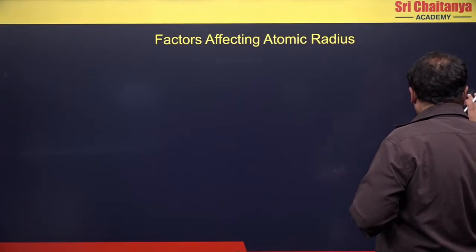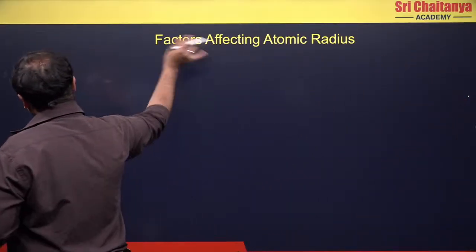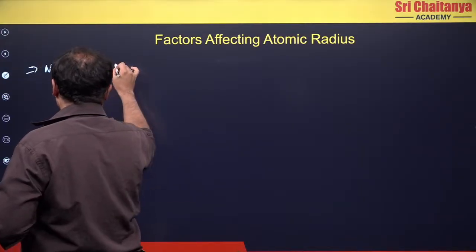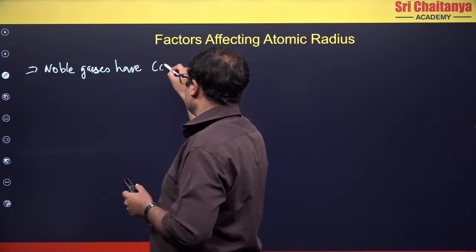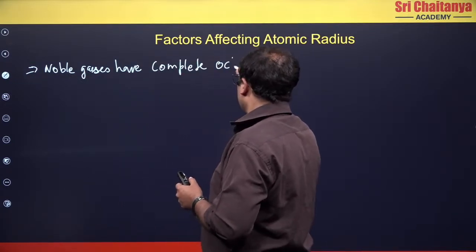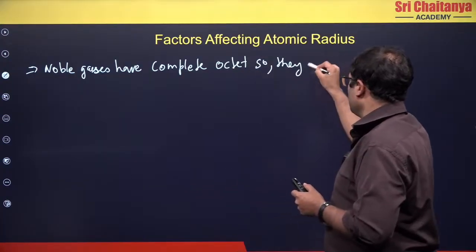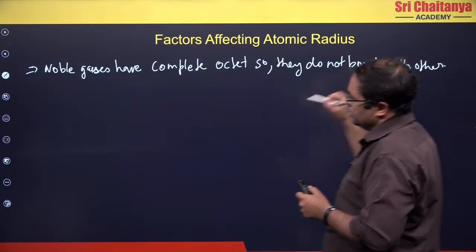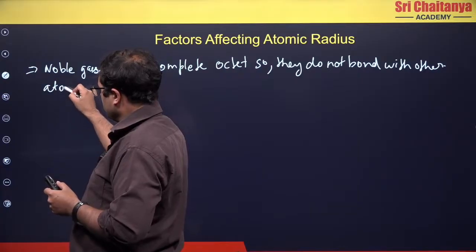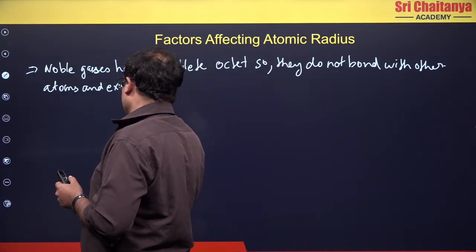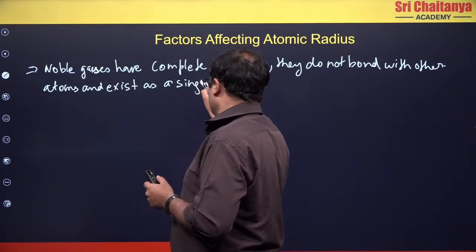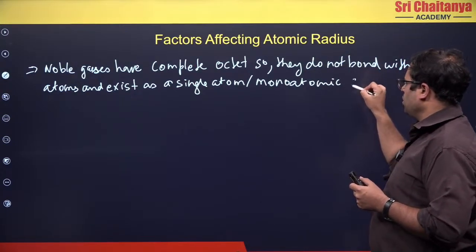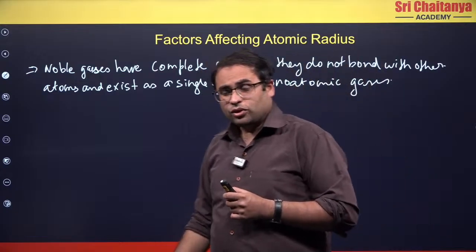Write one point here, that ignore the heading. Noble gases have complete octet, so they do not bond with other atoms and exist as a single atom, or slash they are monoatomic gases. So, why am I telling you this?